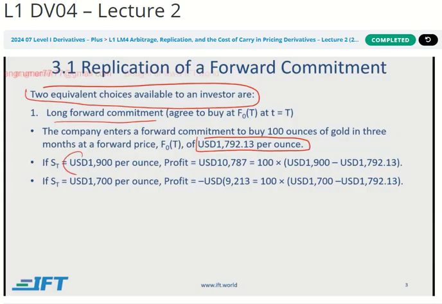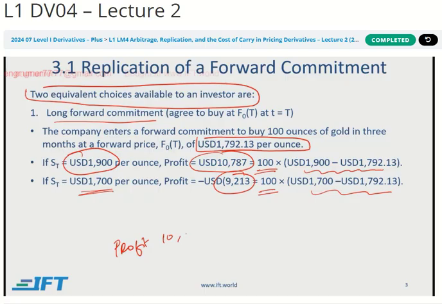Now if by that time gold has gone up to 1900, that will mean 1900 minus 1792 will give us a profit, and because we are buying 100 ounces, we're going to have a nice profit of $10,787. Or if by that time the gold price has come down to 1700 per ounce, which means we're going to have a loss per ounce of approximately $92.13, right? And that loss again will be amplified because it's 100 ounces, and we will have a loss of $9,213.